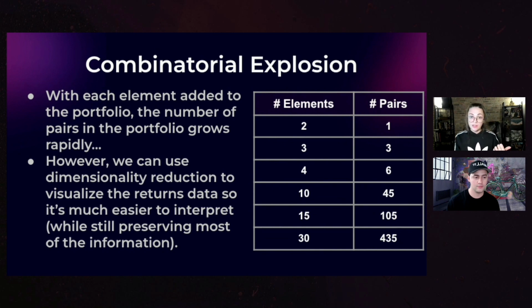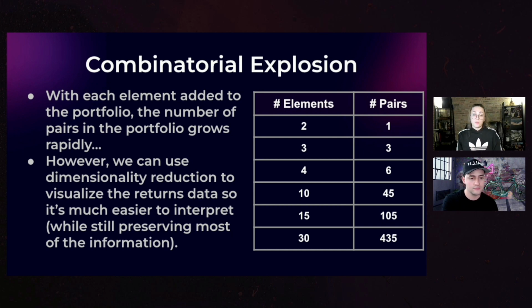So when we have 2 elements, let's say SPY and QQQ in our portfolio, there's only 1 pair, so we only need to measure one relationship. When we have 3 elements, we have 3 pairs, right? We're measuring 3 different relationships. If we have 4 elements, we have 6 pairs. If we have 15 elements, we have 105 pairs. So with a portfolio of 15 elements, we have to look at 105 different relationships and how they're all connected to one another in order to make decisions, to figure out how to diversify. If we get up to 30, we have 435 pairs.